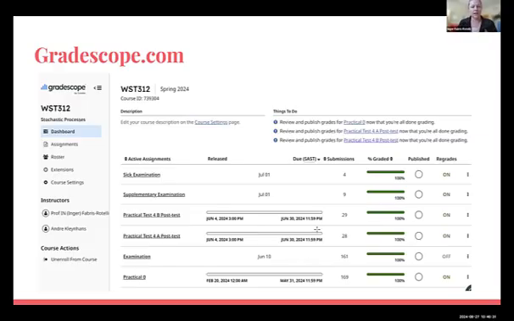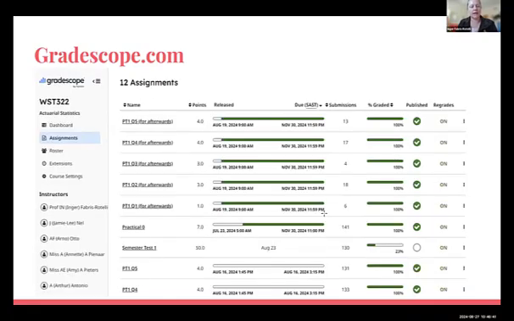So I've done this in WST 312 for a few years already. And so Gradescope looks like this. So you have your assignments there. For WST 322, slightly different.